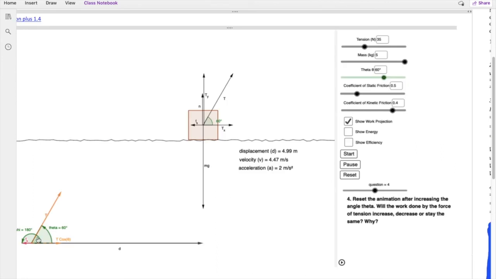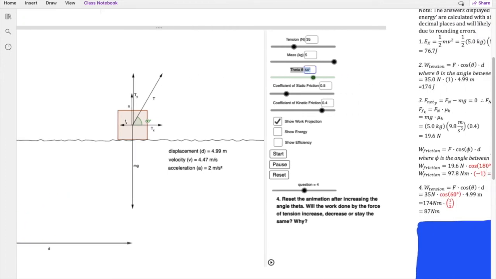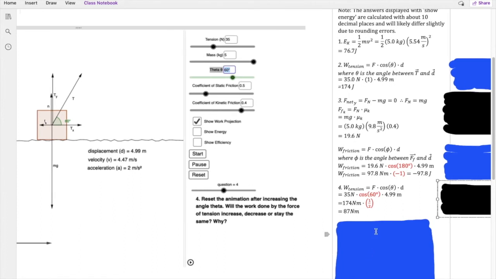And then if we look back over here again, we can see that this is the component of the tension that we're interested in. This is the displacement. And as we move this between 0 and 60 degrees, you can see how the force of tension in the direction of the displacement increases and decreases. Now if we wanted to calculate that, we do so just like this. Finally, last question for the day.